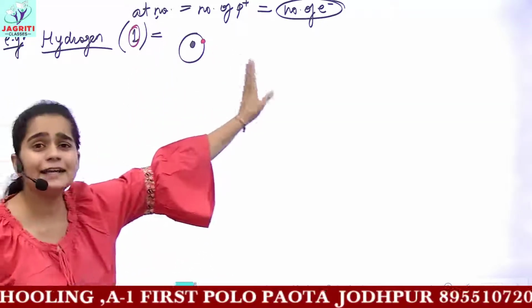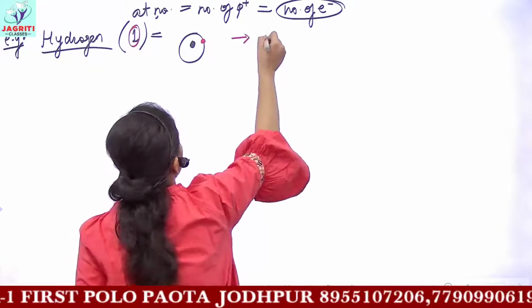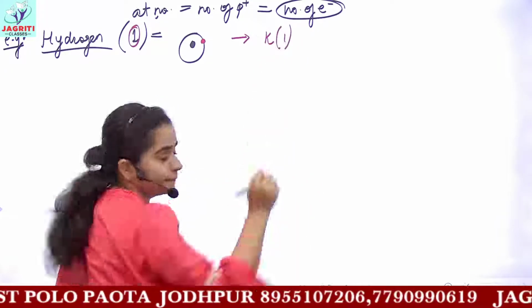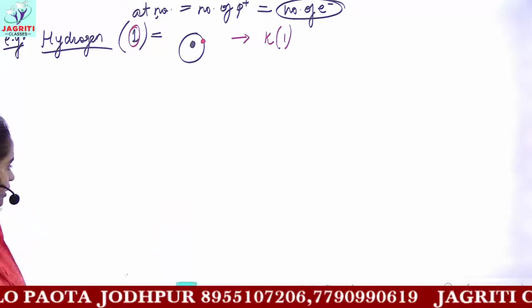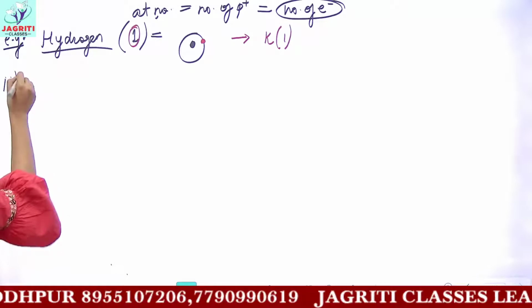If you have to write its configuration, then what will you write? For hydrogen you will have K1. This would be the simple configuration. Now coming on to the next, the second, that is helium.